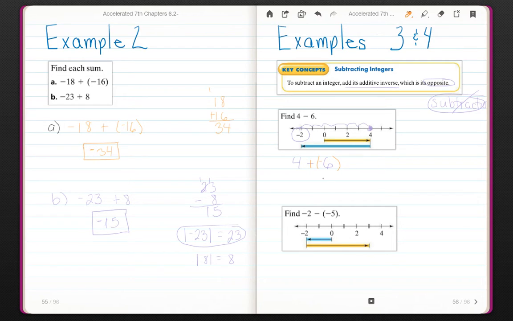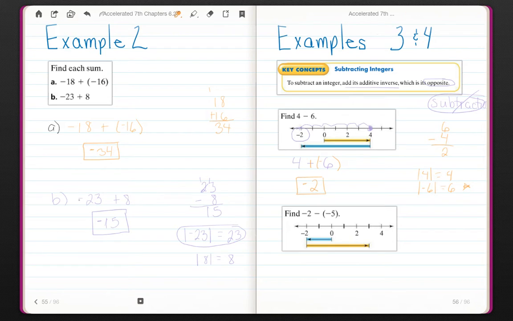So now my rules apply. I'm going to add, but my signs are unlike. So 4 is smaller than 6, so I'm actually going to do 6 minus 4. 6 minus 4 is 2, but I want the number with the greatest absolute value. Well, the absolute value of 4 equals 4. The absolute value of -6 equals 6. 6 is larger, so we're going to keep the negative sign. So 4 plus -6 is -2.